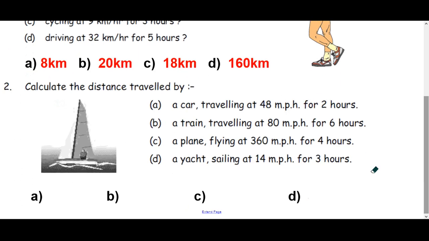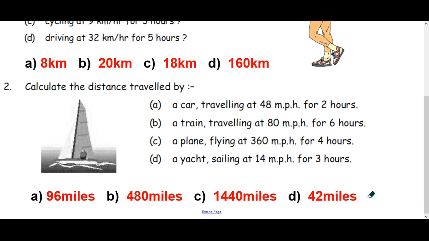Okay, question 2. Calculate the distance travelled. 48 miles per hour for 2 hours, so it's 48 times 2. That would be 96 miles. Train travelling at 80 miles per hour for 6, so 6 times 8 is 48, so that would be 480 miles. These are all in miles distances. 360 times 4, 1440 miles. And last one, 14 times 3, 42 miles.